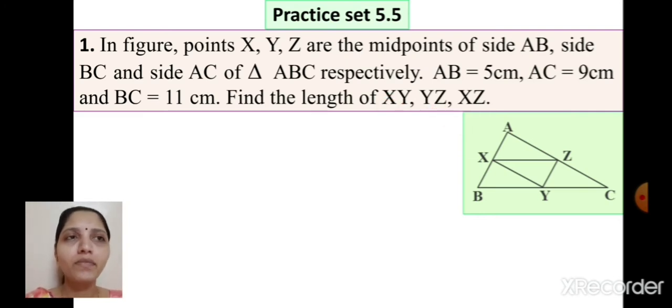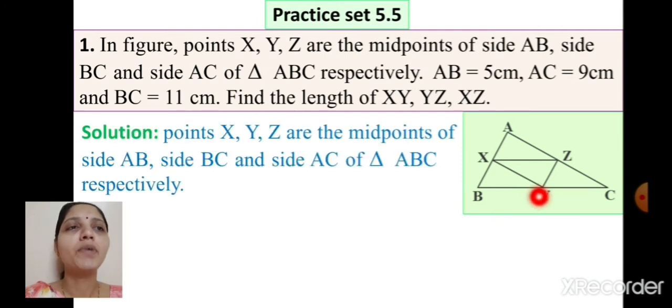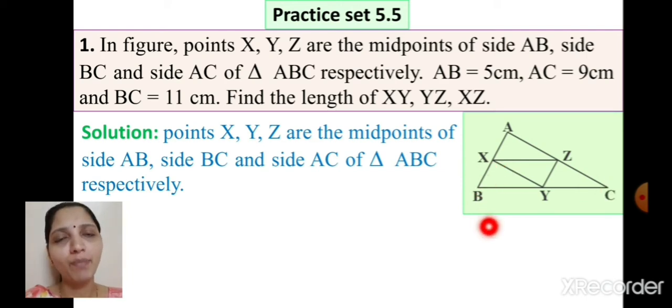So first here we have to draw a diagram. This is the triangle ABC and it is given that points X, Y, Z are the midpoints of side AB, BC and AC. So let's write here: X is the midpoint of AB, Y is the midpoint of side BC and Z is the midpoint of AC in triangle ABC respectively.